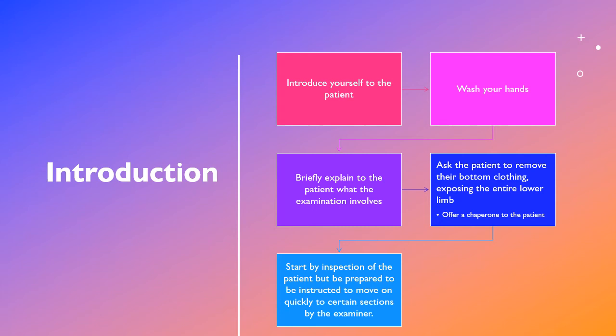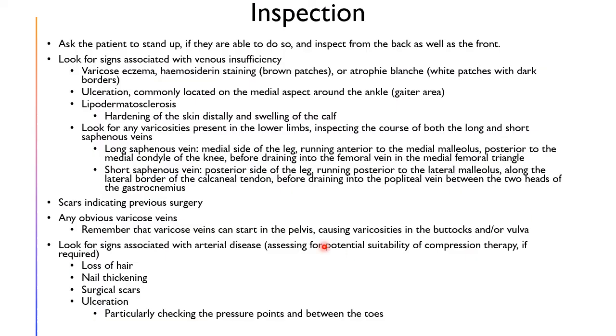Then start by inspecting the patient, but be prepared to be instructed to move on quickly to certain sections by the examiner. Okay, this is what inspection involves. First, ask the patient to stand up and inspect from the back as well as from the front. Inspect the leg from the groin down to the foot. Look for signs associated with venous insufficiency.